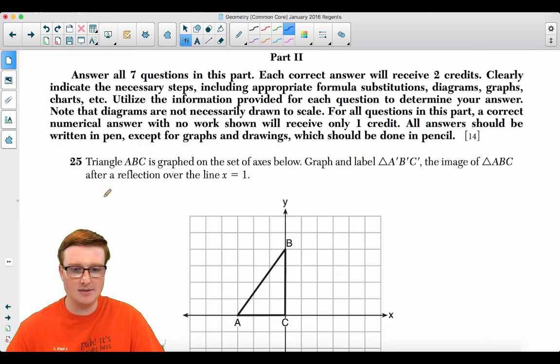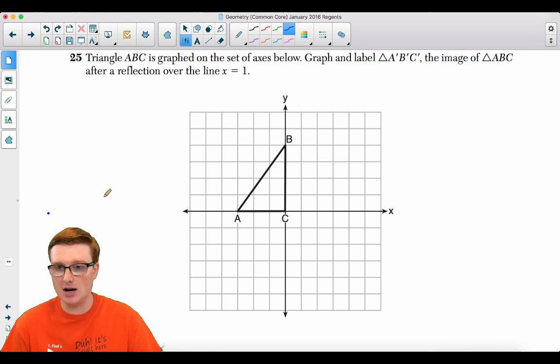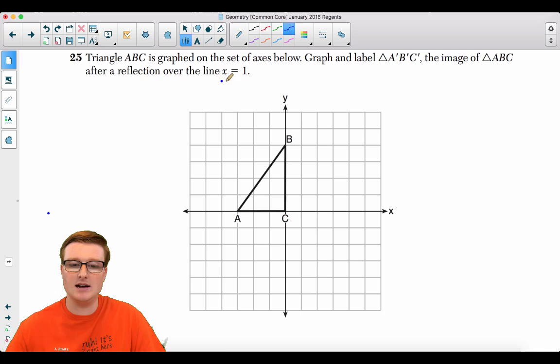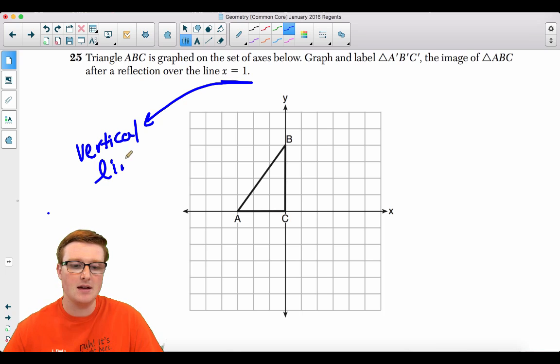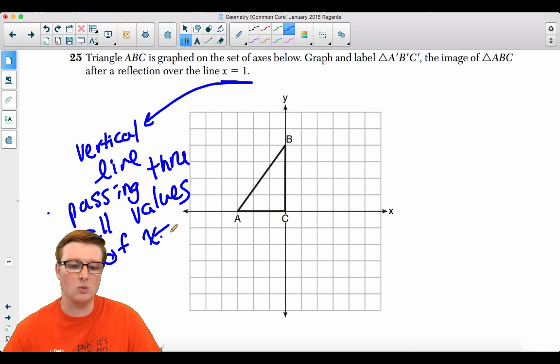Question 25 says that triangle ABC is graphed on the set of axes below. Graph and label triangle A prime, B prime, C prime, the image of triangle ABC after a reflection over the line x is equal to 1. One of the problems that I see with geometry students is that they are unable to graph vertical lines. The line x equals 1 is a vertical line passing through all values of x is equal to 1.